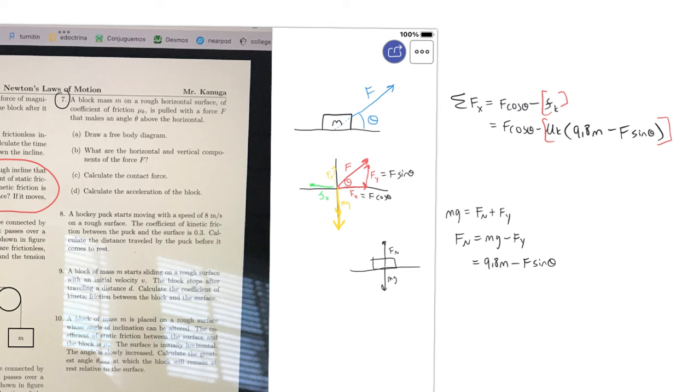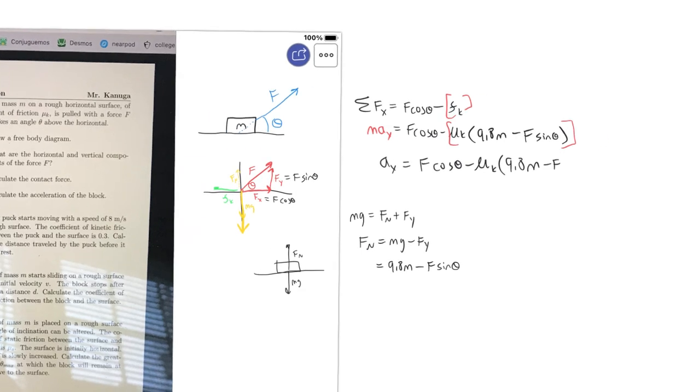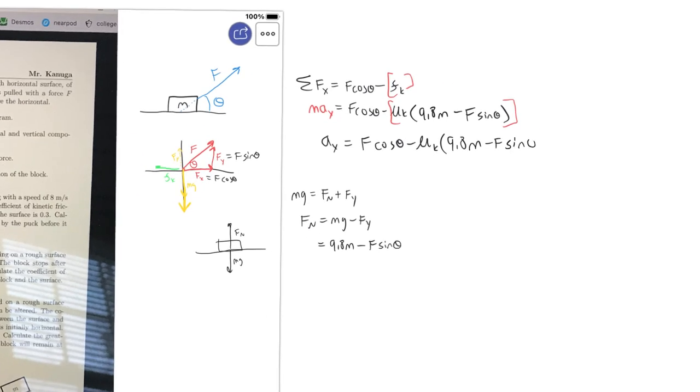Now, the acceleration, though, is a matter of recognizing that this is mass times acceleration. And we are certainly looking at acceleration equals all of that stuff, minus mu sub k times 9.8 m minus F times sine theta, over m.